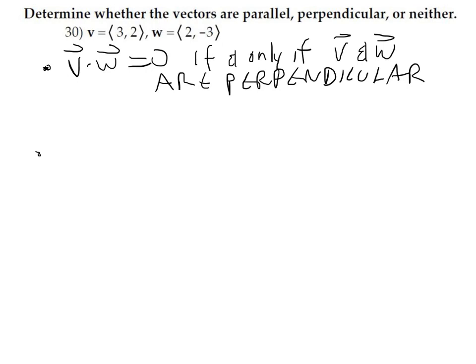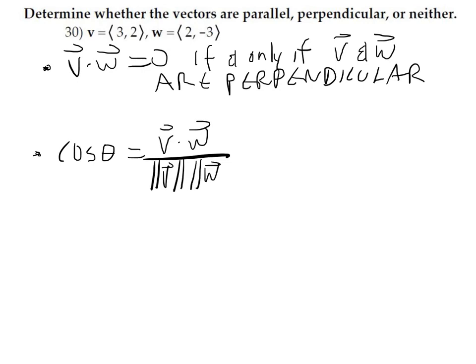And then we can also use cosine theta, the angle between the vectors, which will be v dot w divided by the magnitude of v times the magnitude of w. So we can actually find the angle in between. If that angle is either 0 or 180, of course they're parallel. If that angle is 90 or 270, that means they're perpendicular. If that angle is anything else, neither.